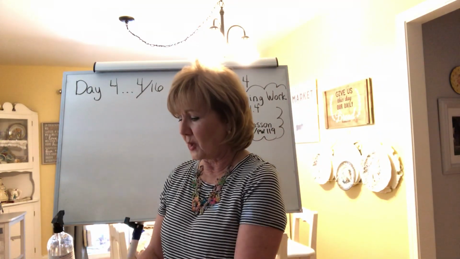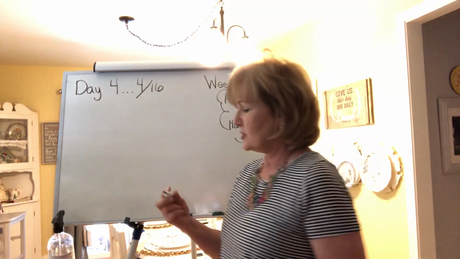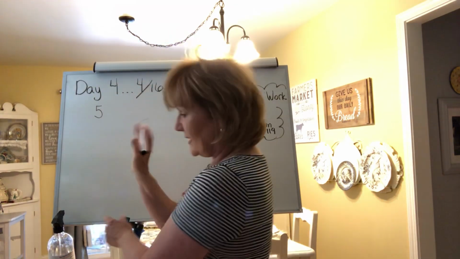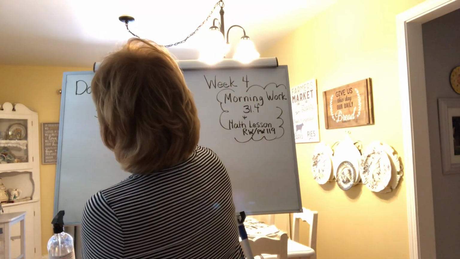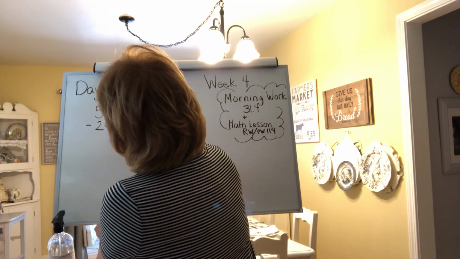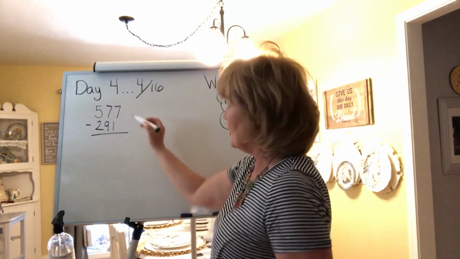Okay, so you should be ready. You have a row of 4 subtraction problems going across. We'll just do one of them together. 577 take away 291. All right, we always start in the ones place, as you know.